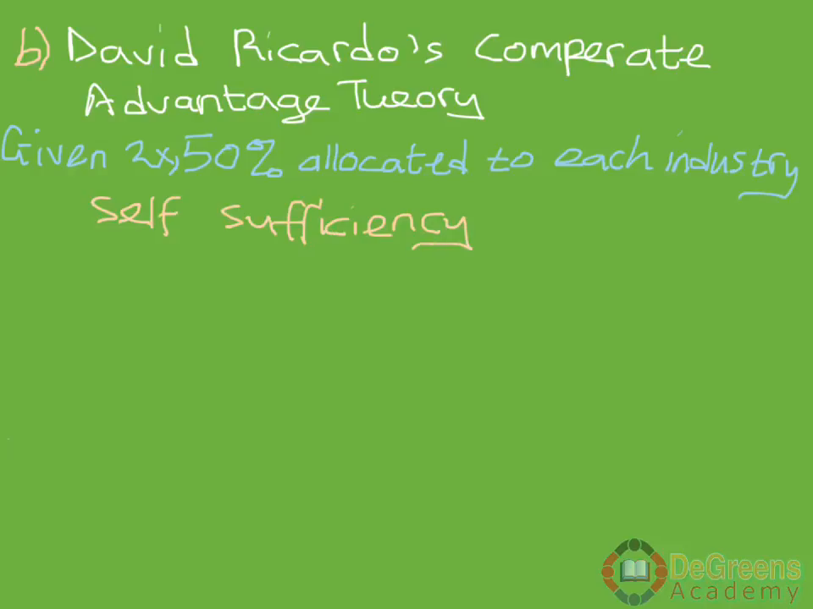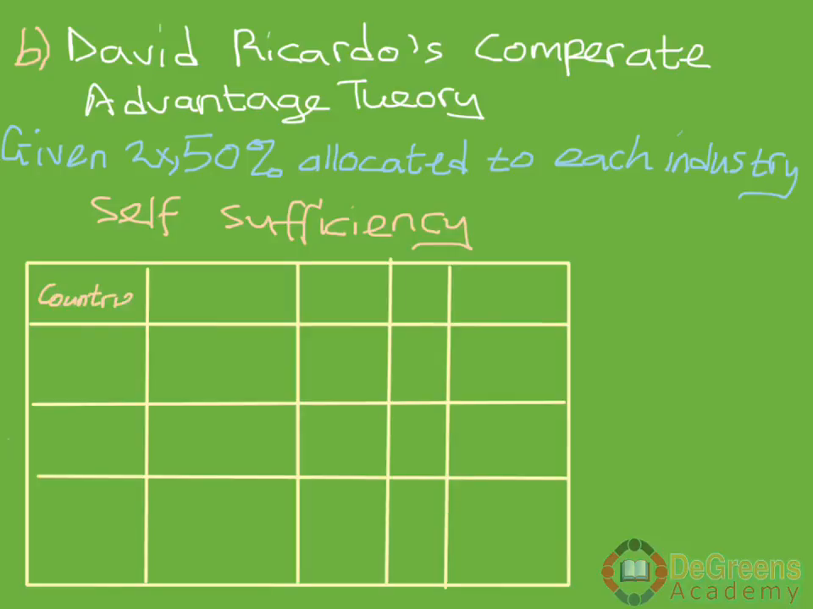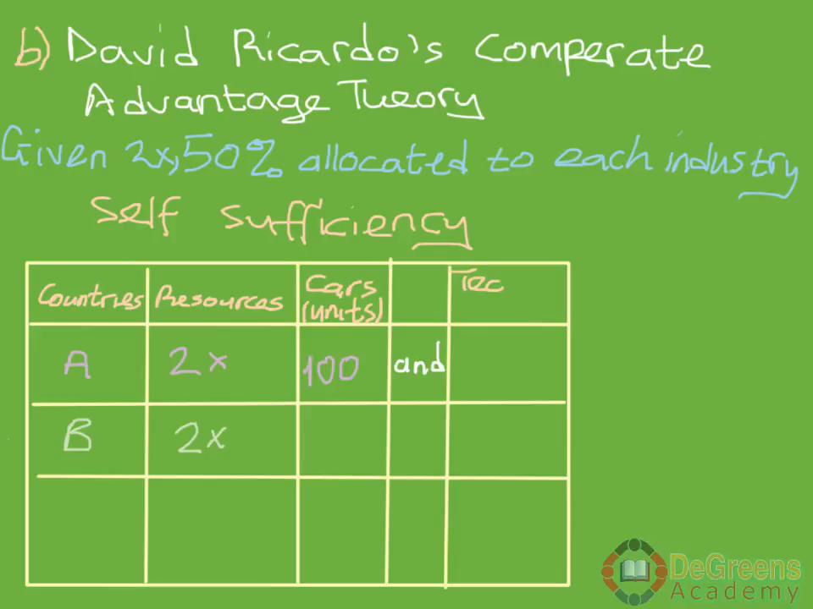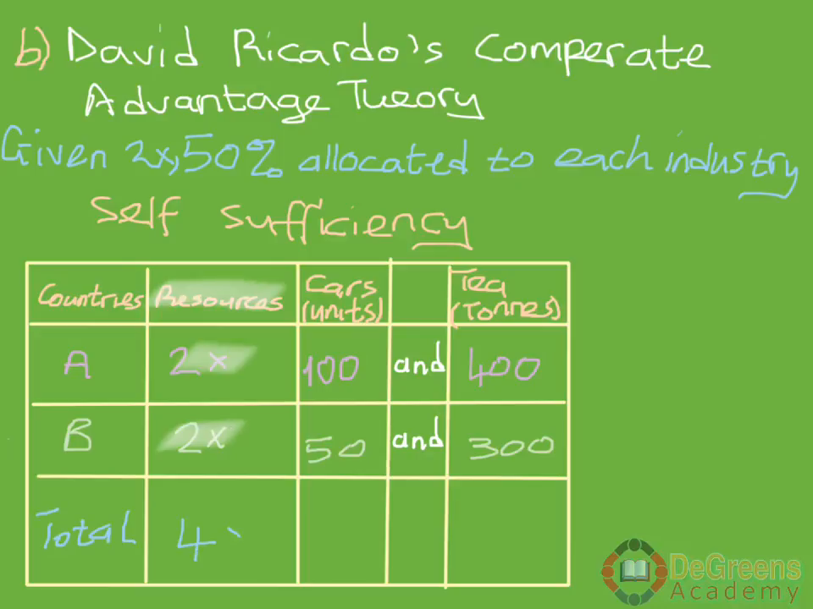We're looking at the case of self-sufficiency, as we saw before, first. For country A and B, the resources are 2x and 2x. Cars in units. Self-sufficiency means they'll produce everything, cars and tea. So country A will produce 100 units of cars and 400 tons of tea. Country B will produce 50 units of cars and 300 tons of tea. We look at the total of the 4x resources: a total of 150 units of cars and a total of 700 tons of tea. This is the case of self-sufficiency that we have seen.